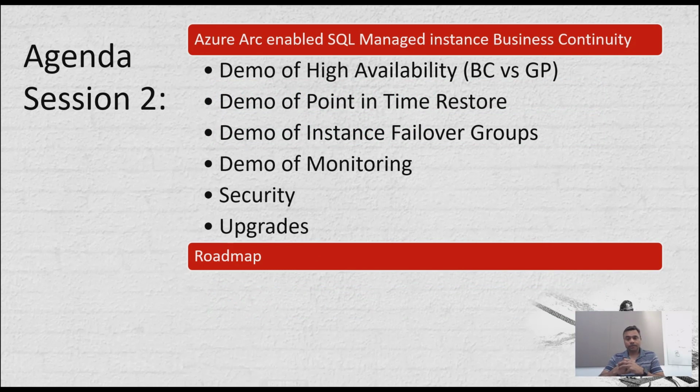In session 2, we will go really in depth into each of these business continuity capabilities, such as high availability, point-in-time restore, disaster recovery, monitoring, security upgrades, etc. And then we will finish up with a roadmap again. And with that, let's get started.